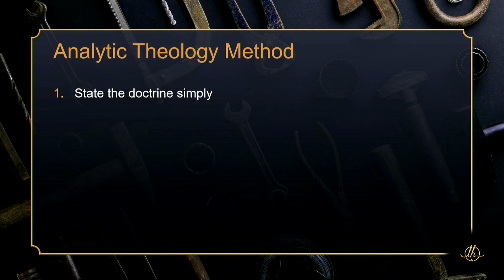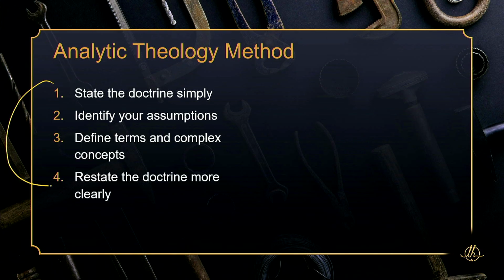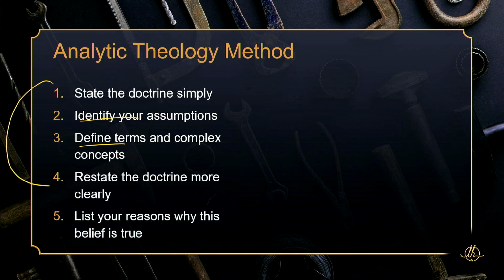So, state the doctrine simply is number 1. Number 2, identify your assumptions. Number 3, define terms and complex concepts. Number 4, restate the doctrine more clearly. So actually 1 and 4 are basically the same thing. It's just after you've done a little bit of identifying and defining, you're able to restate it a little more clearly. Number 5, list your reasons why this belief is true.